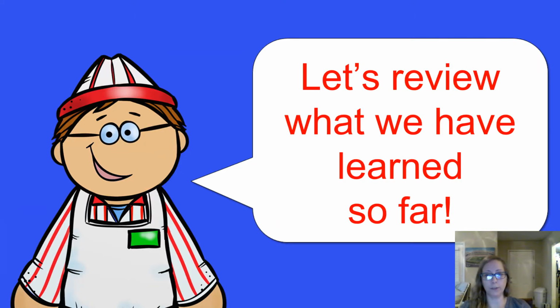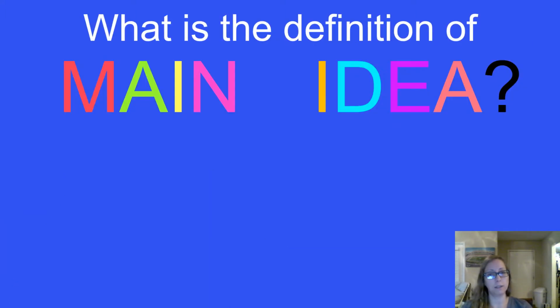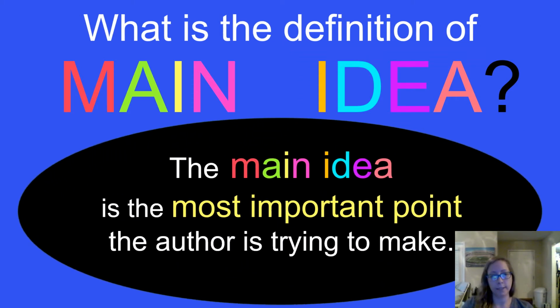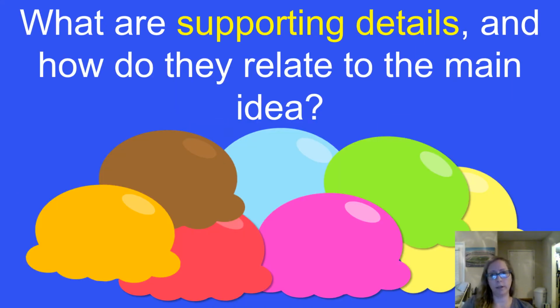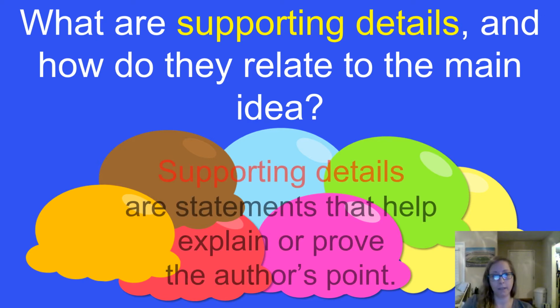All right, so let's review what we've learned so far. First, what is the definition of main idea? Yep, main idea is the most important point the author's trying to make. And what are supporting details and how do they relate to the main idea? Right? So what exactly are supporting details? So supporting details are the statements that help explain or prove the author's point. So they give a lot more information to whatever your main idea is.